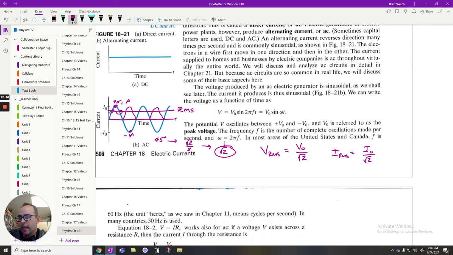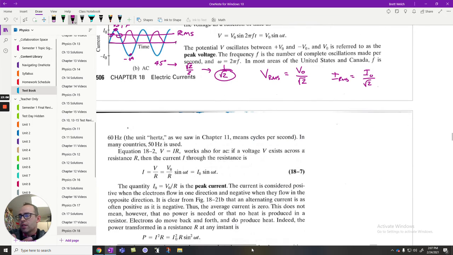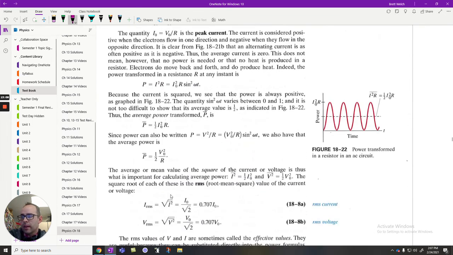In the US and Canada, most of the countries like that, we use 60 hertz for our cycle time. So that means it's cycling 60 times a second. In other countries, they use 50 hertz. It just depends on what was initially set up.